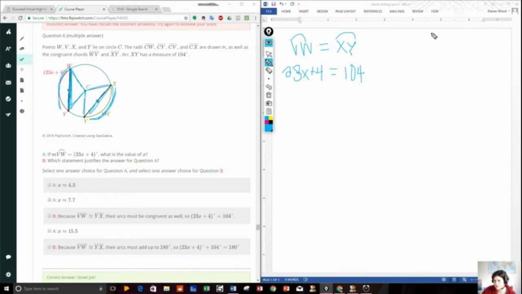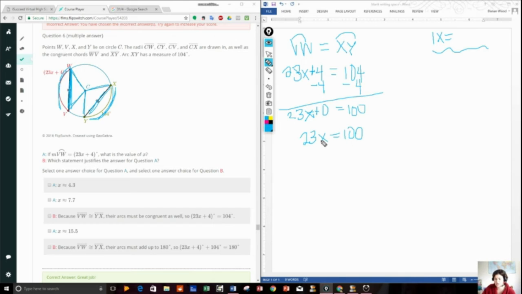So our ultimate goal is to end up with 1x equals. In order to meet that, we need to simplify everything. So we have a plus 4. I'm going to subtract 4 because that's the inverse operation. So we have 23x plus 4 minus 4, positive 4 minus 4 is 0. And 104 minus 4 is 100. So then we have 23x plus 0, which is 23x, equals 100.